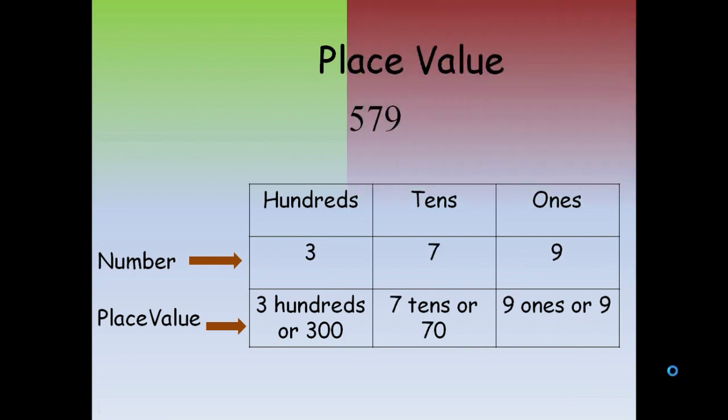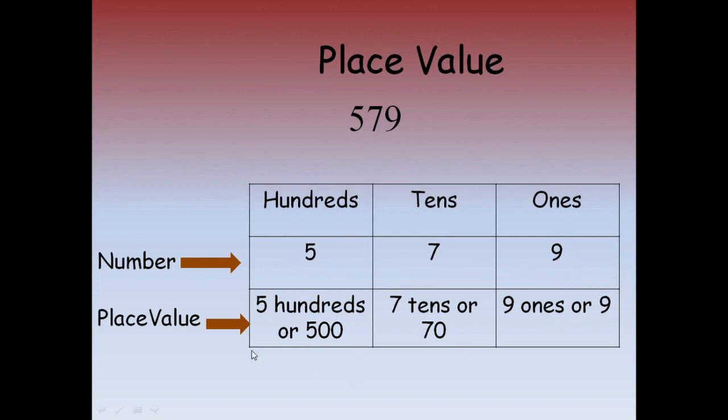Now moving to another example, we have taken the number 579. The number 579 can be written in the place value chart as the number 5 in the hundreds column, number 7 in the tens column and number 9 in the ones column.